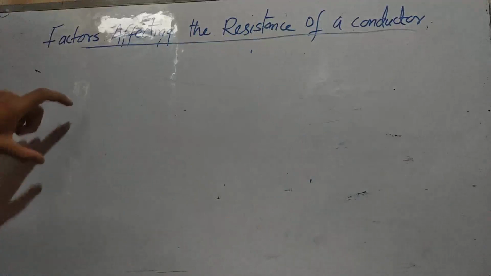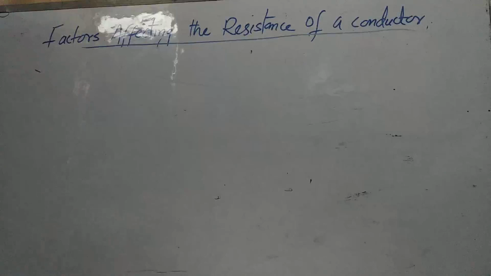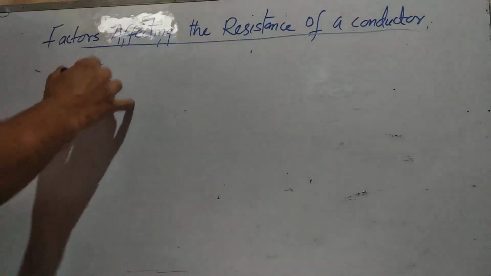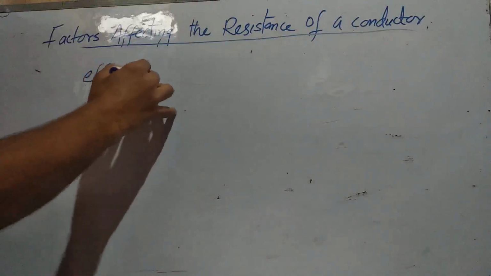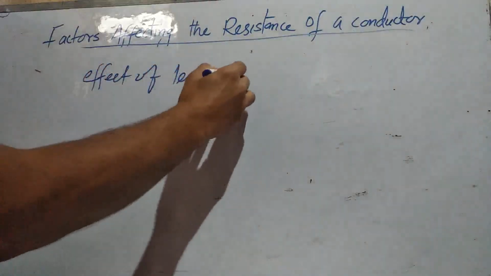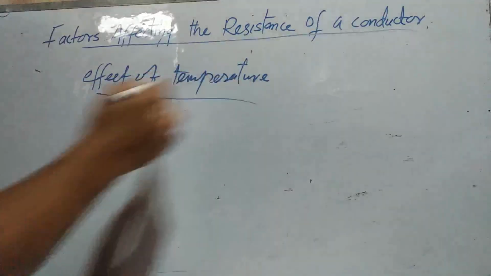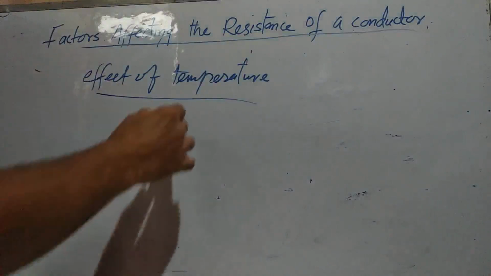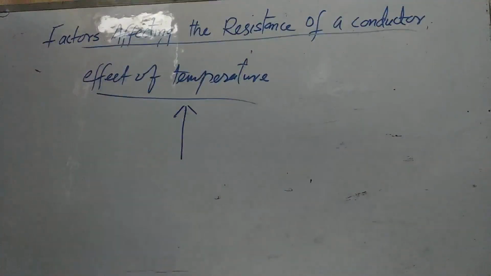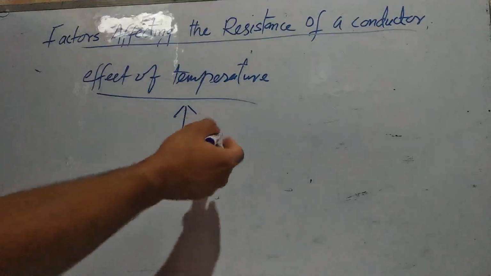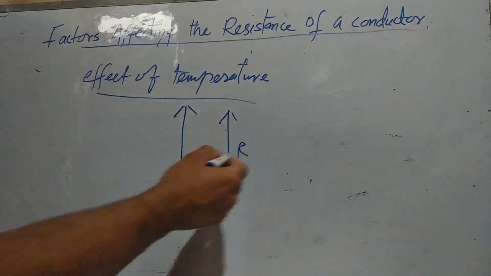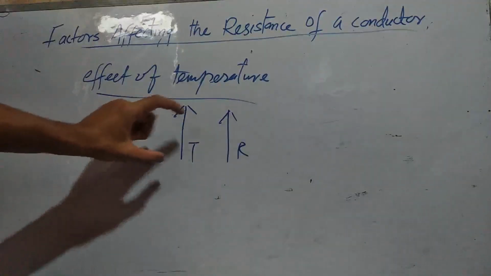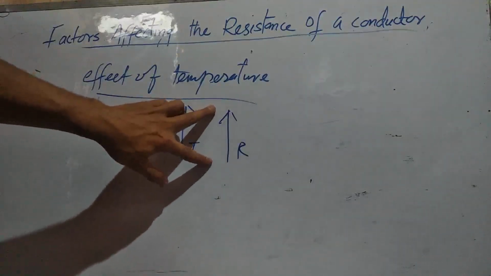One more factor on which the resistance of the conductor depends is the effect of temperature. That is, the resistance also depends on the temperature of the material. So, effect of temperature. The resistance of the conductor generally increases with increase in temperature. This is resistance R, this is temperature T. As the temperature increases, the resistance of the conductor will also increase.